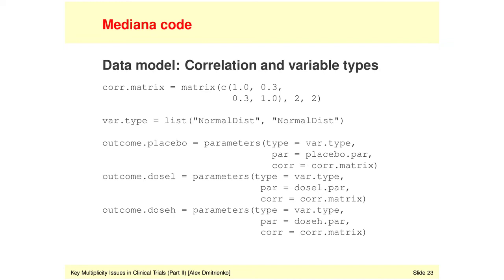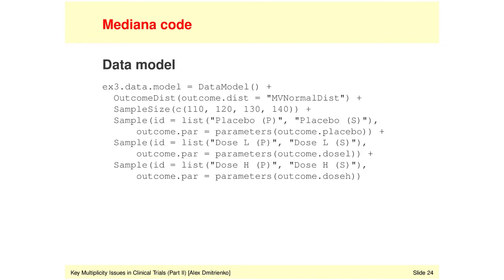These are the objects that include all of the outcome distribution information. They will be used to define the data model. The data model is defined on this slide, and the first step is to initialize the data model, which means that we need to create an empty model, and then we're going to add the individual components one at a time. In this particular case, after setting an empty data model, we're going to add individual objects that specify the multivariate normal outcome distribution. Then we're going to define the sample size object.